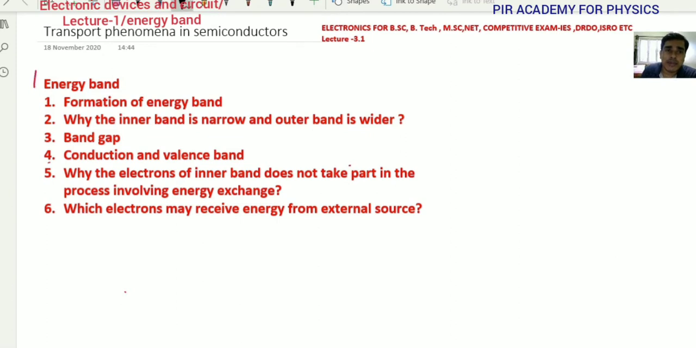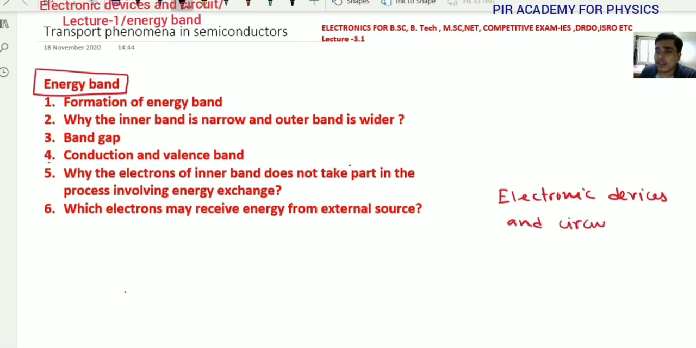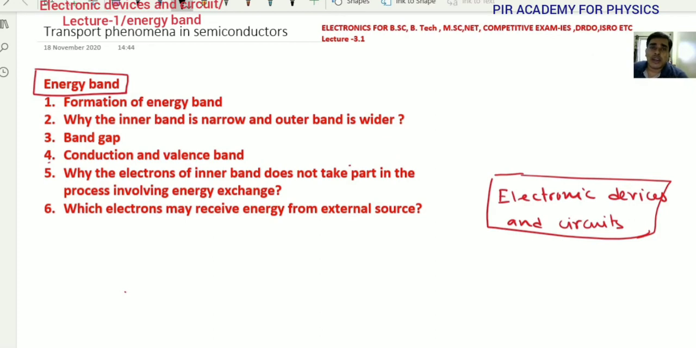What is the energy band? It is a fundamental topic in electronic devices and circuits. This unit has a sub-unit, the transport phenomena in semiconductors. When we study the transport phenomena in semiconductors, the important topic is the energy band. So today I will discuss the energy band.